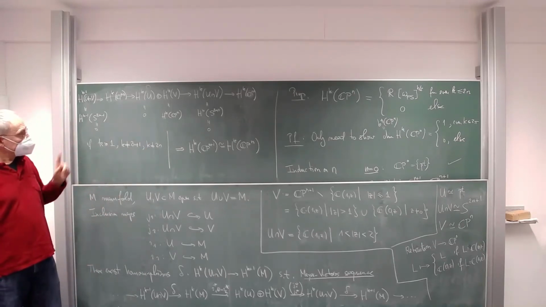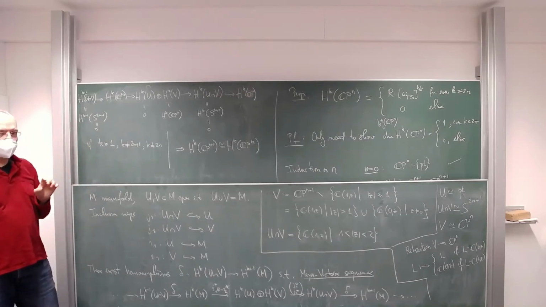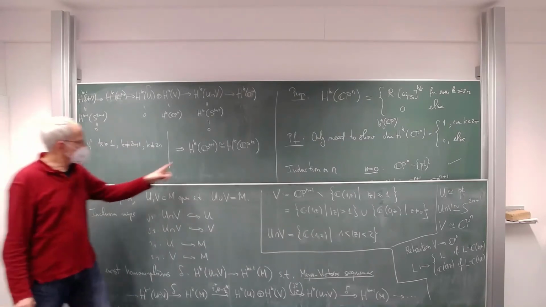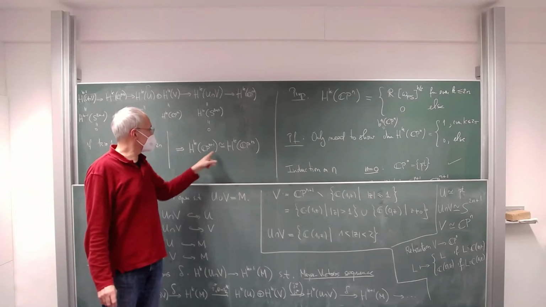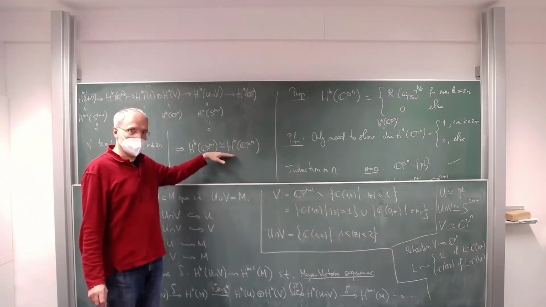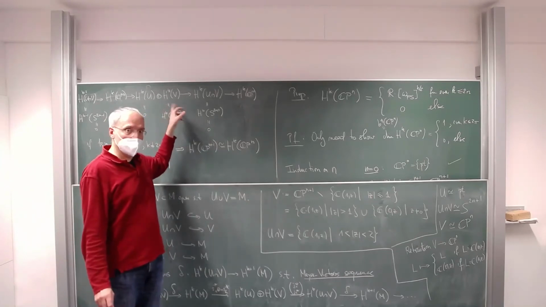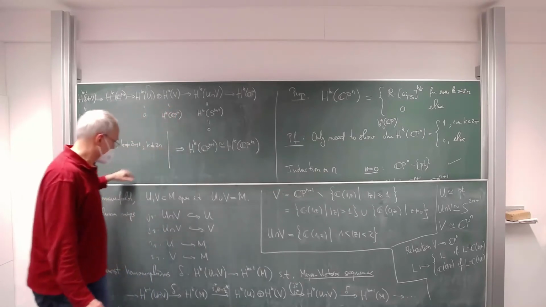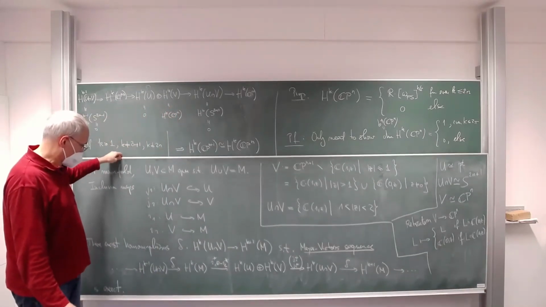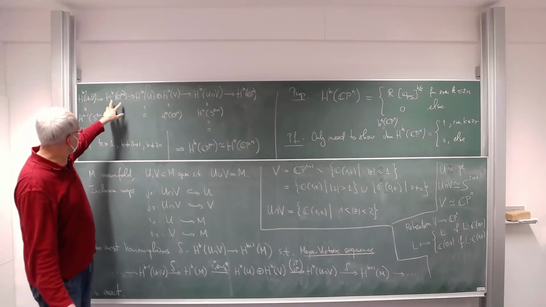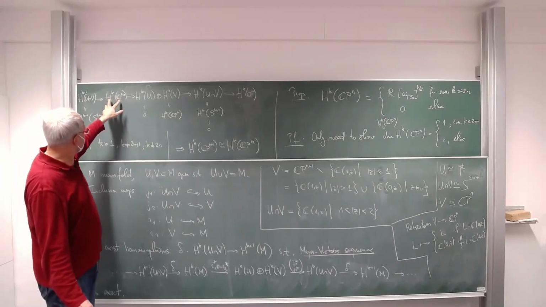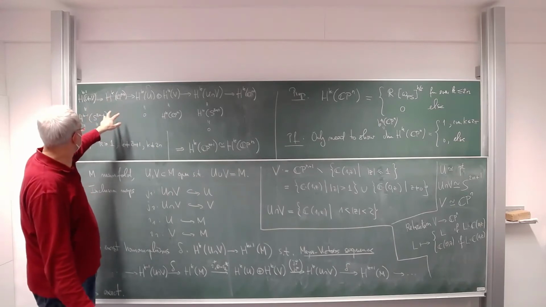All right. In fact, this argument shows more. It shows that this isomorphism is not just some isomorphism, but this particular isomorphism from the Mayer-Vietoris sequence is in fact, if you look at the arrows, so this comes from the map of, what is it?